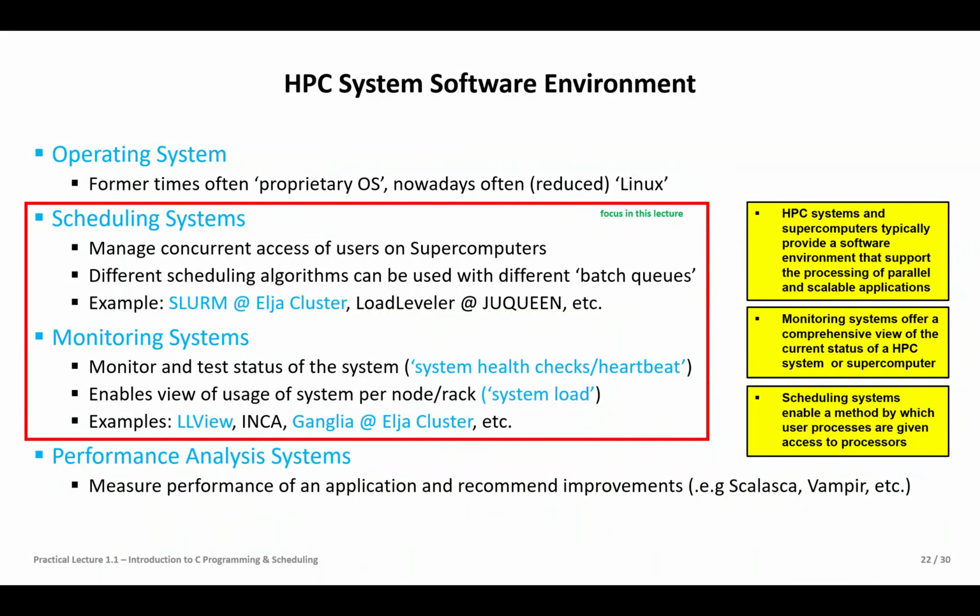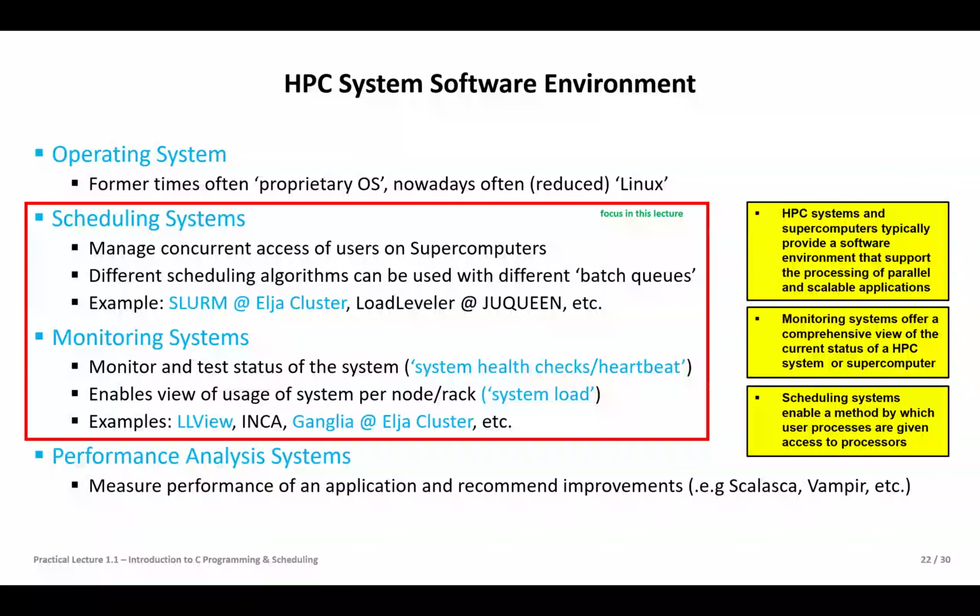But for HPC especially, scheduling systems are essential, because mostly you will find that HPC systems are really a multi-user environment, which is key and enables concurrent access on these systems all the time. And also there are different scheduling algorithms that are implemented in these kinds of batch queues. We will give a couple of examples later. And the example I want to show you is a Slurm tool that we use on Elia. But in the past, there have also been LoadLeveler and other schedulers.